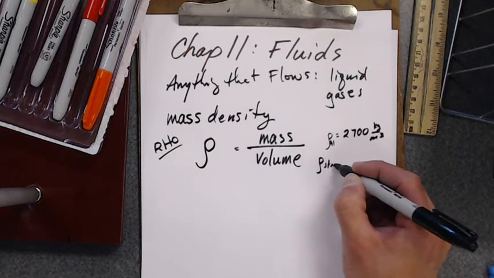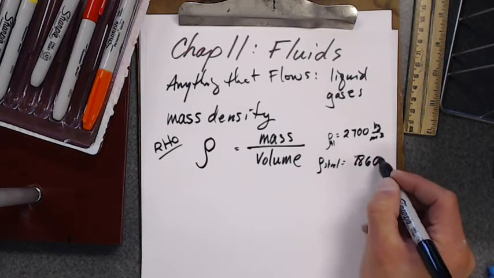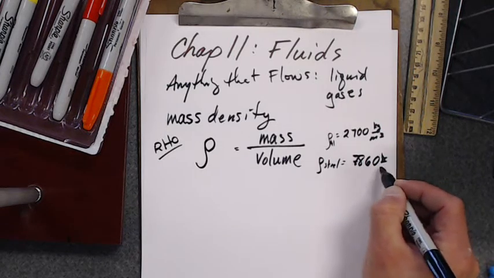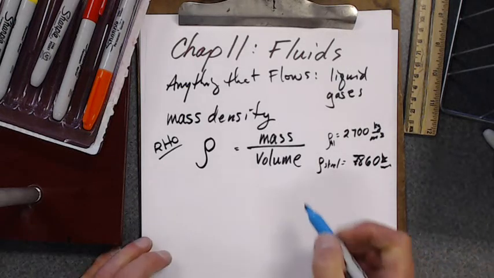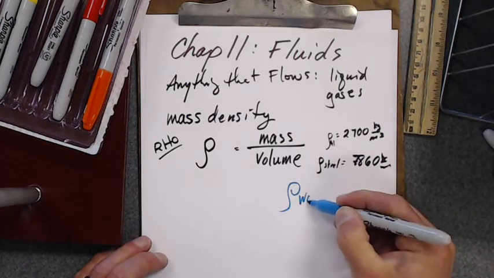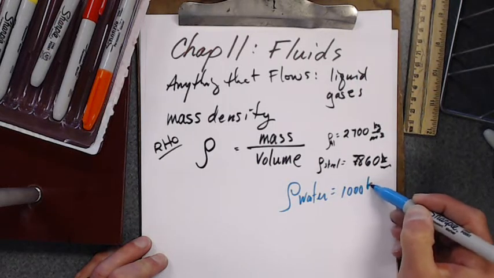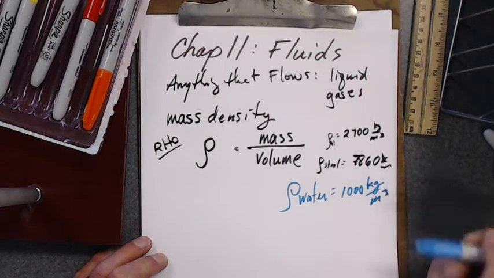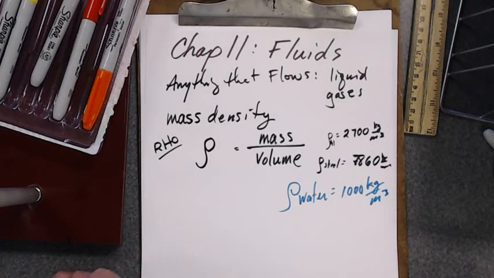Steel, on the other hand, which is iron with a little bit of carbon in it, is 7,860 kilograms per cubic meter. But the one that we define everything by, the one I use, is water, which is defined as 1,000 kilograms per cubic meter. So water has a density of 1,000 kilograms per cubic meter, at 20 degrees C.